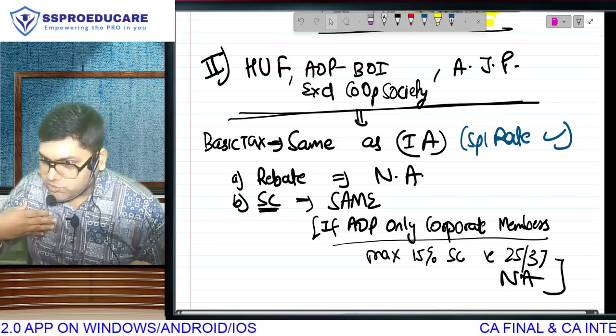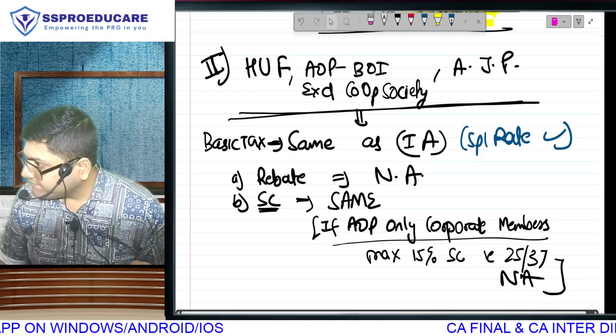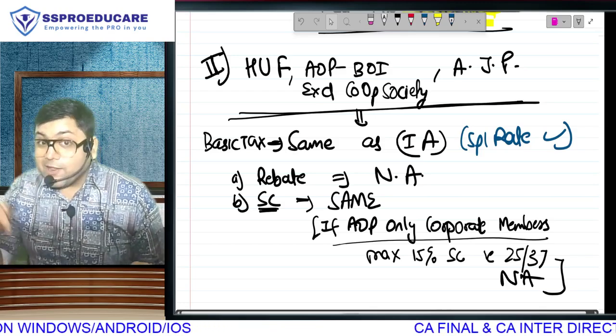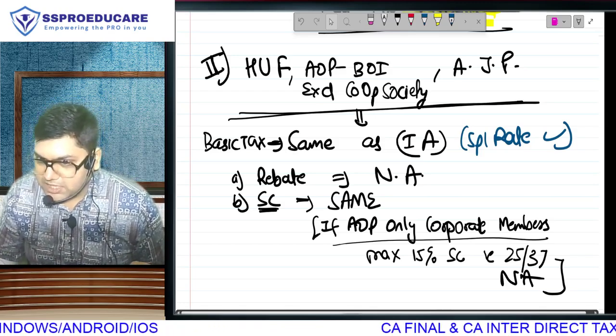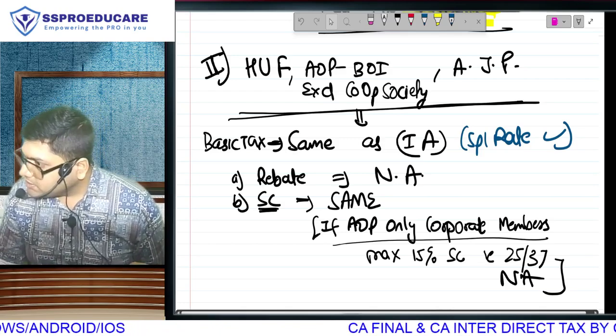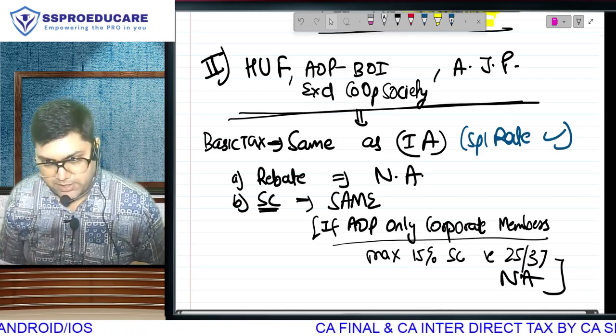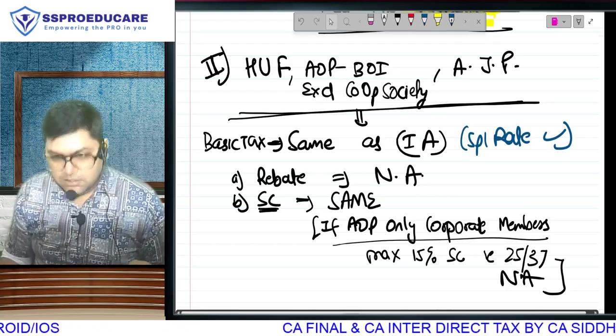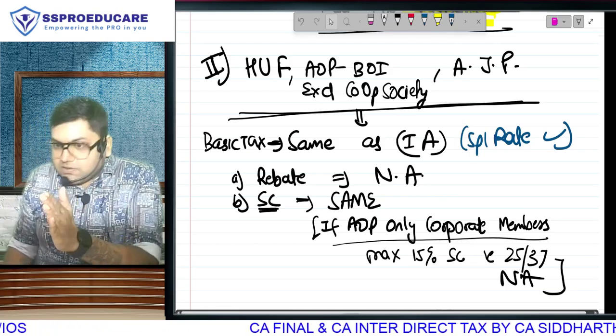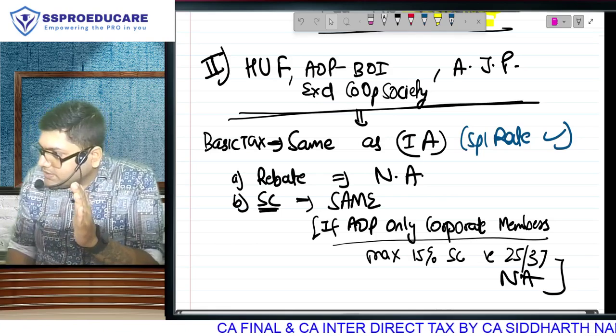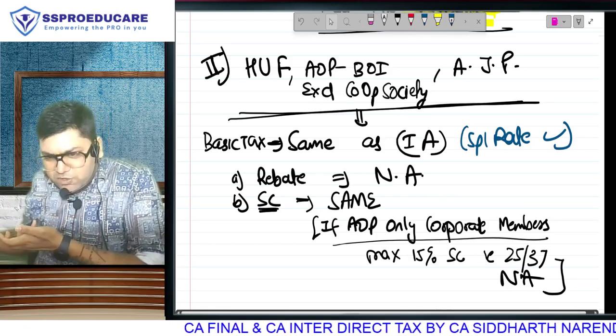Because you and me individuals are actually paying 25 and 37 also. Any AOP like Lions Club in which we individuals are members will pay 25 and 37. So a companies' AOP is paying only 15. What is the reason, sir? The reason is when I take you to the tax rates of companies. Right now we are in the second SSC. We'll do partnership firm, then we go to companies.